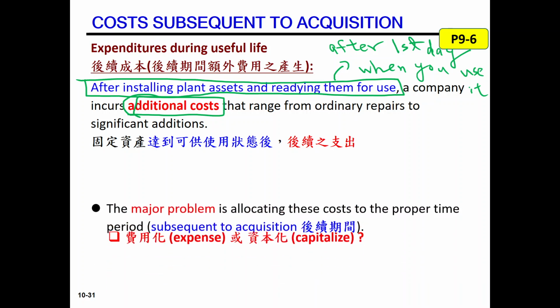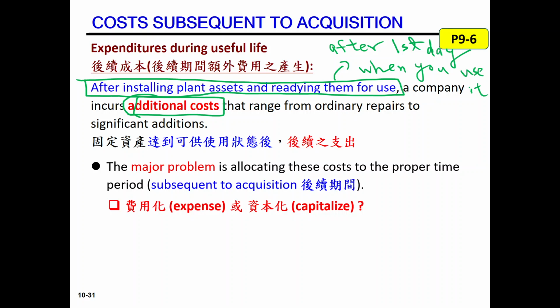Okay, so actually we want to talk about additional cost. The money you spend is your expense or is 资本化, capitalized. 资本化, capitalized, means it is your asset. Okay, so is it your expense or asset? We want to talk about that.